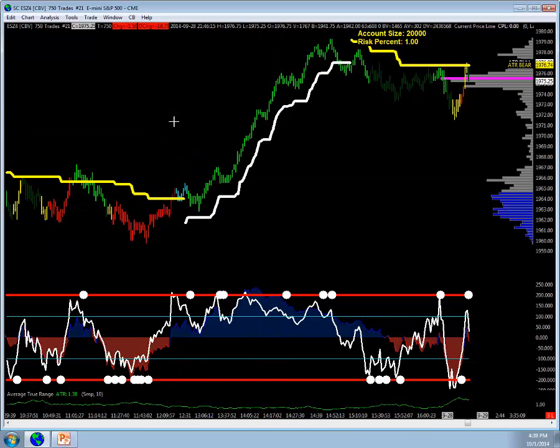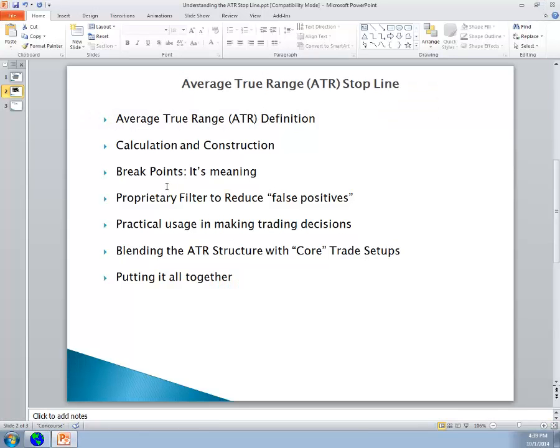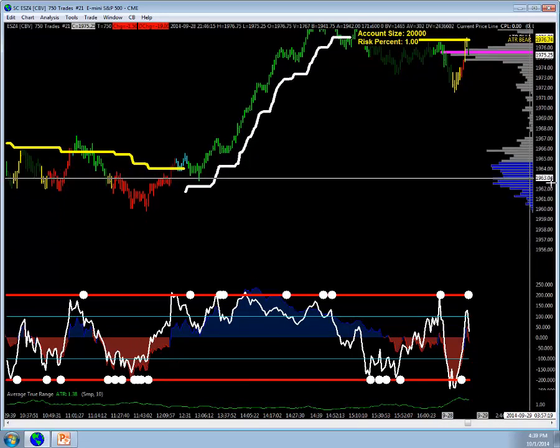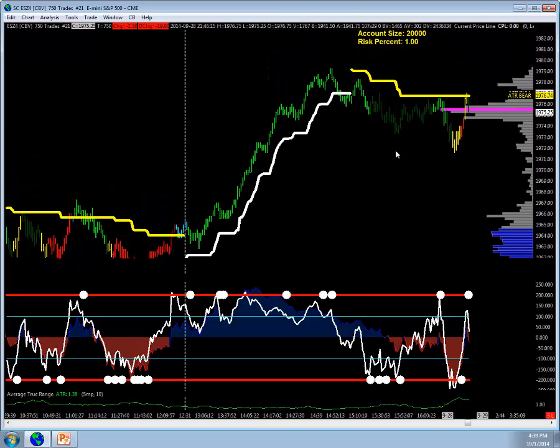So that being said, the next point on the list here would be breakpoints, and then we'll get into the proprietary filter. What the breakpoints simply mean and show is the point at which the bearish ATR line, the yellow line here, switches to a bullish ATR line. And you'll see vice versa here, where the bullish ATR line switches over to a bearish ATR line.